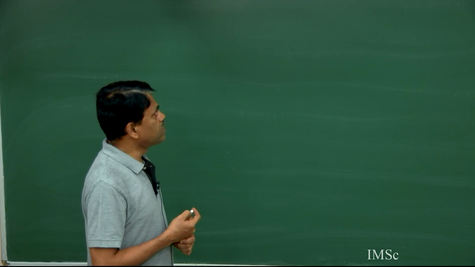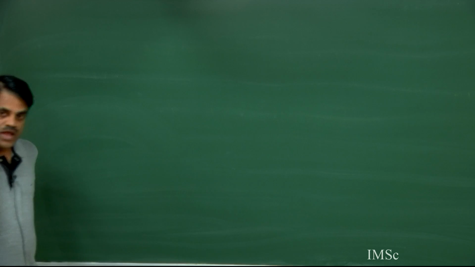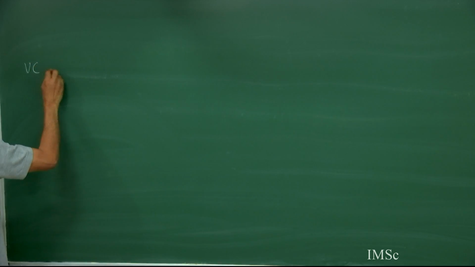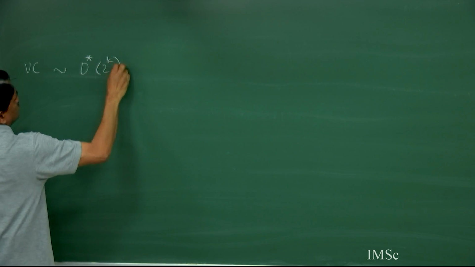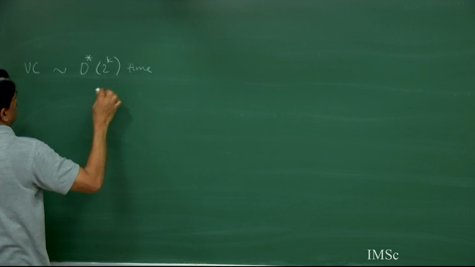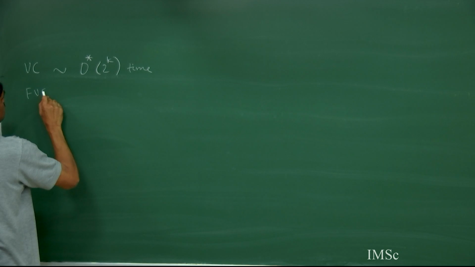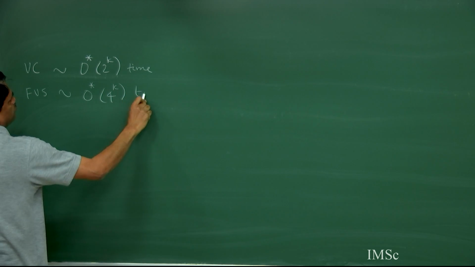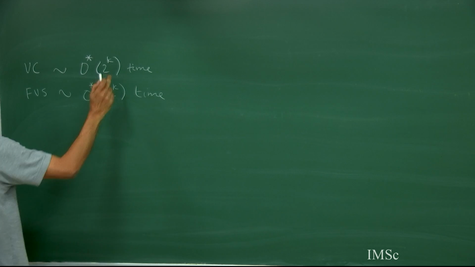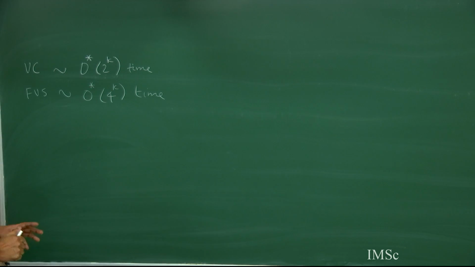So, we will continue with randomized FPT algorithms. Last time what we saw was a simple randomized FPT algorithm for vertex cover, which had an expected 2 to the k time, and for feedback vertex set, which had an expected 4 power k time. Well, we know something better than this for vertex cover, but for feedback vertex set, this was still an interesting algorithm.